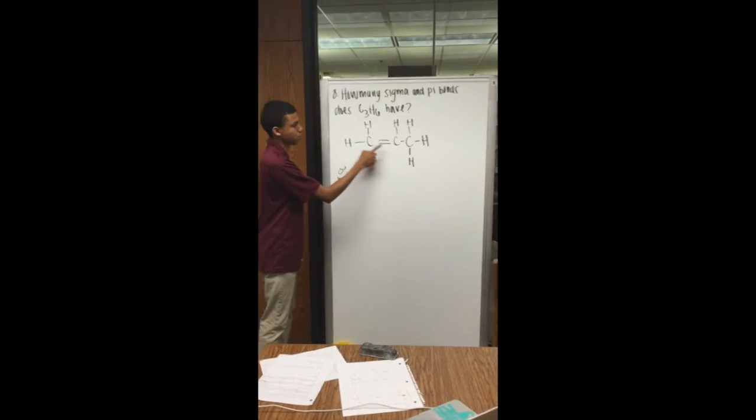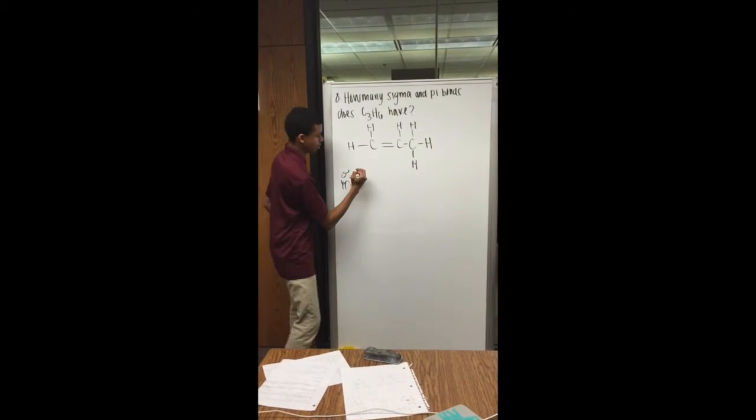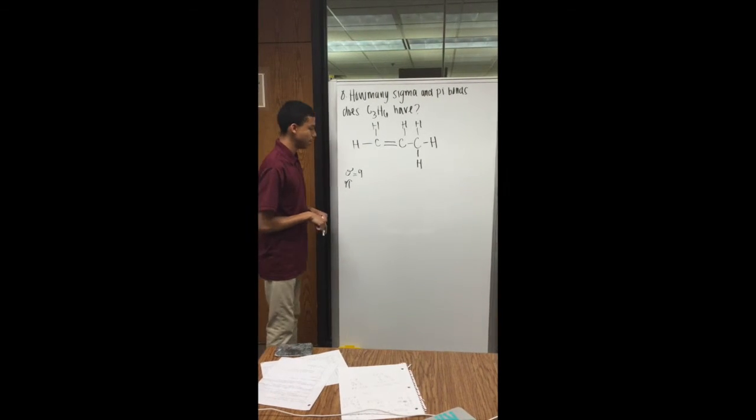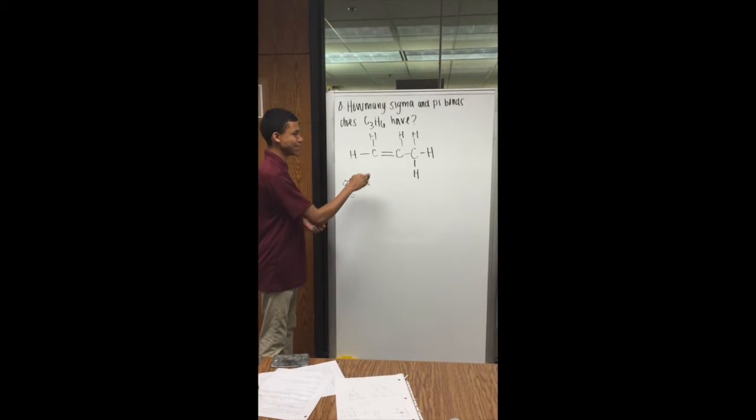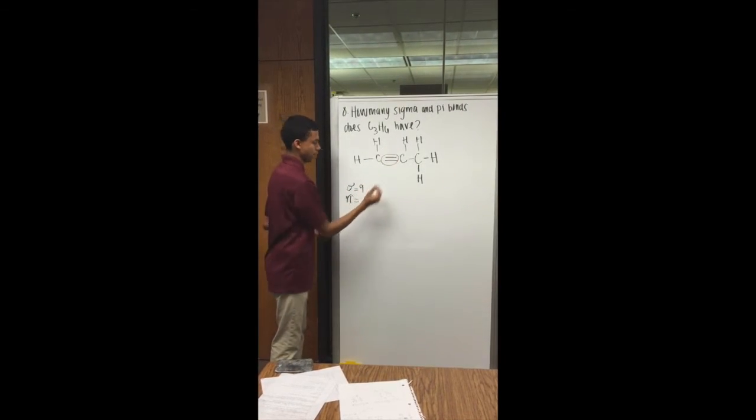How many sigma bonds does C3H6 have? And so it has 1, 2, 3, 4, 5, 6, 7, 8, 9. So therefore you have 9 sigma bonds. Alright, so now we're going to try to figure out how many pi bonds this molecule has. And so we see that C3H6 has 1 pi bond.